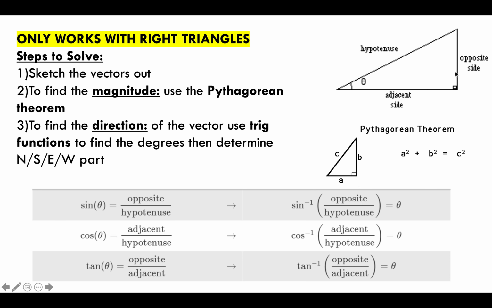So just to review what opposite and adjacent sides are. If my angle is here, my opposite side is the one across from that, and my adjacent side is the one that's touching the angle. And then our hypotenuse is the side that's slanted, which is across from your 90-degree angle.